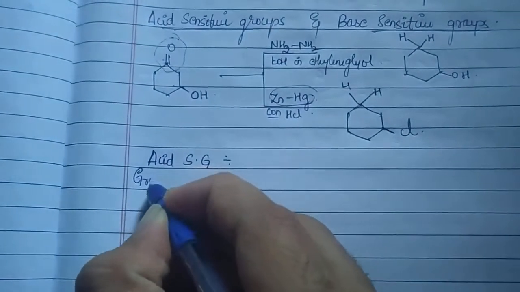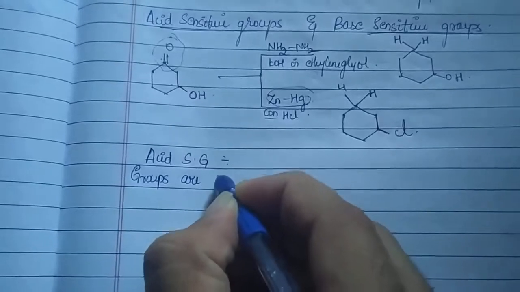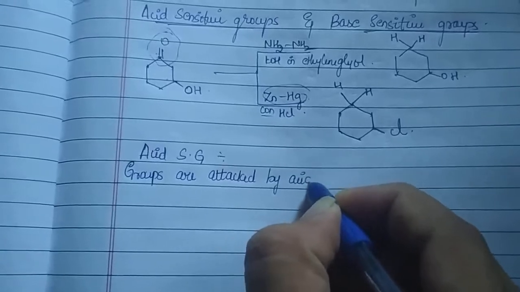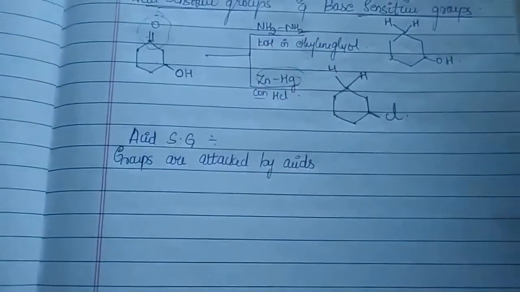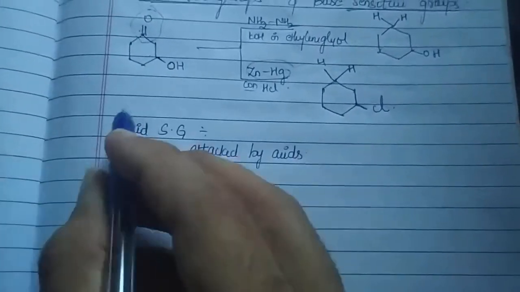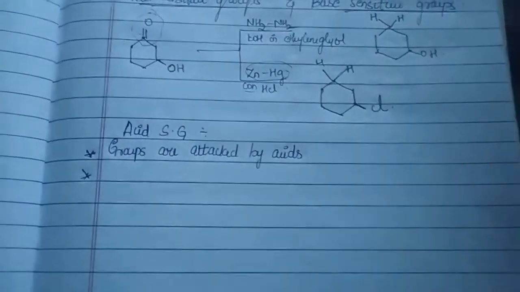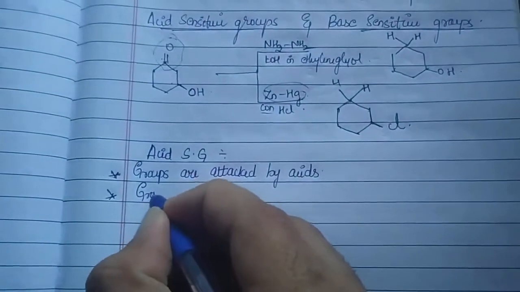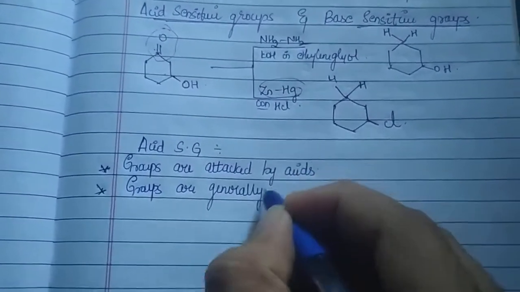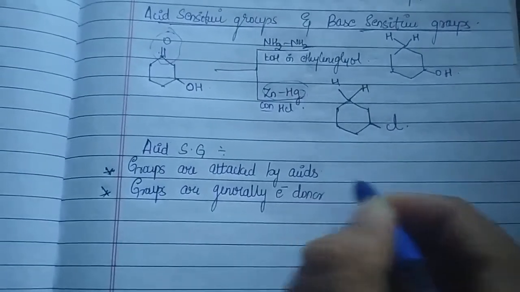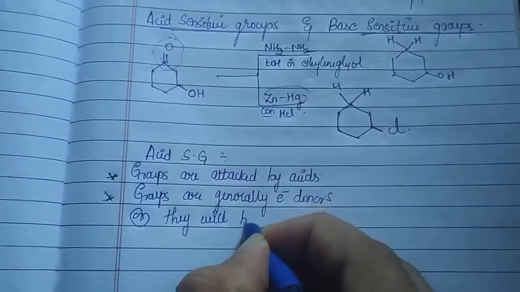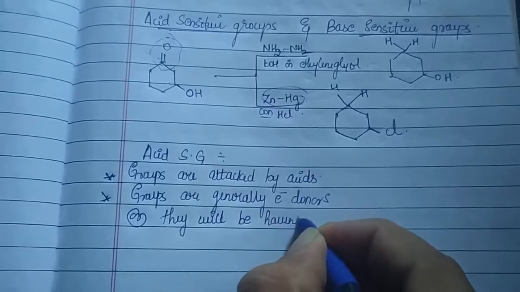These groups are attacked by acids. I repeat, these groups are attacked by acids. If these groups are present and if you are using an acidic medium, of course the proton of an acid is going to attack these groups. First point. Second most important point, these groups are generally electron donors, or they will be having spare electrons.